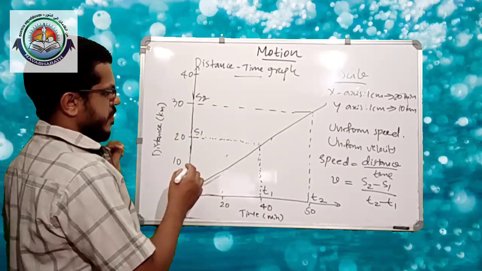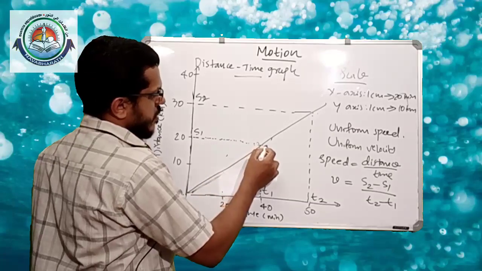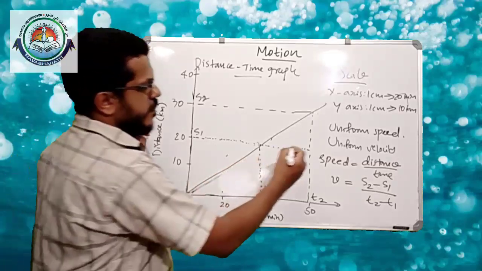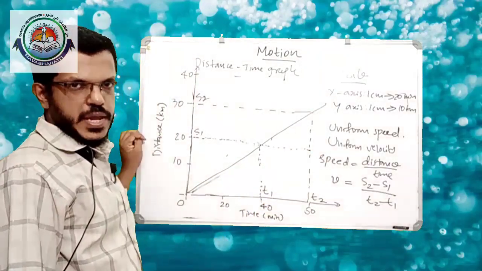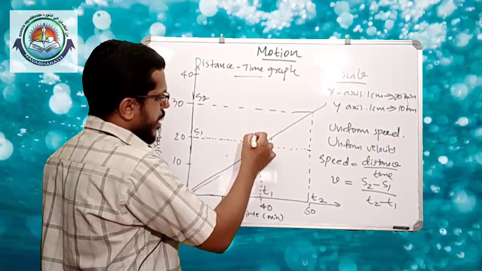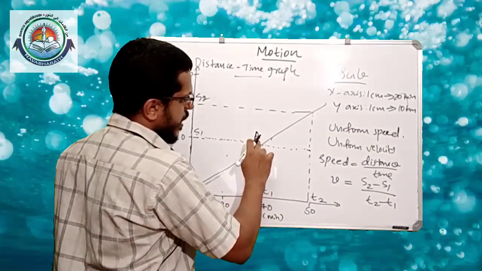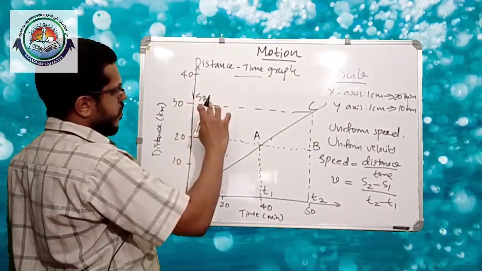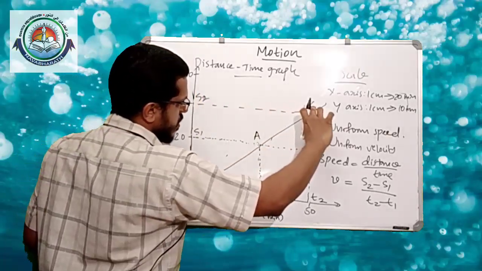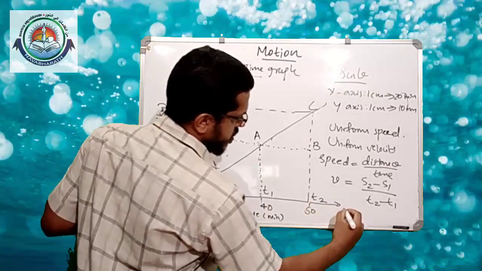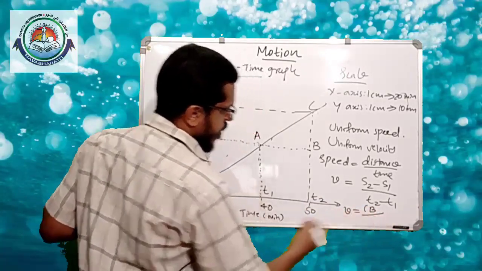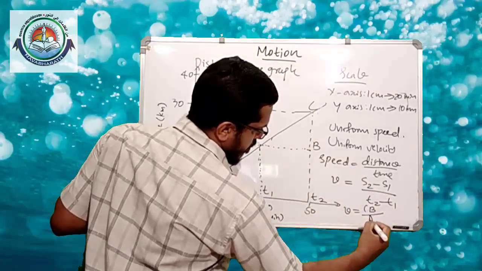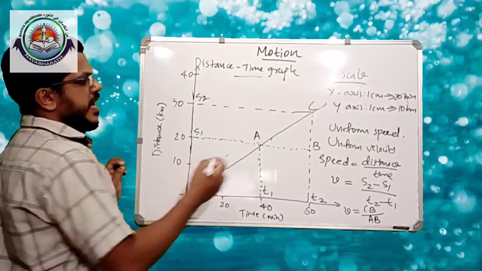And if we join this line to this perpendicular line, then we get one point here also. Okay, then if we mark the letters here, A, B, and here C, then what is s2 minus s1? s2 minus s1 is equal to CB, so v is equal to CB divided by t2 minus t1, that is AB. So CB divided by AB. That is, we get a triangle here.